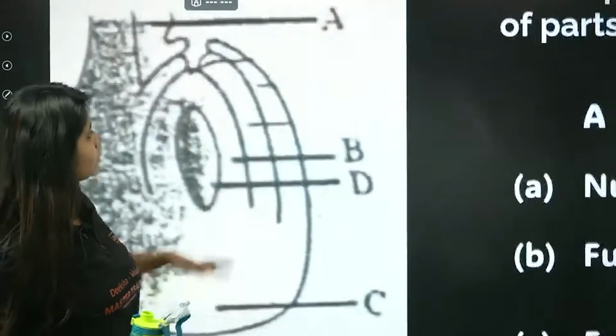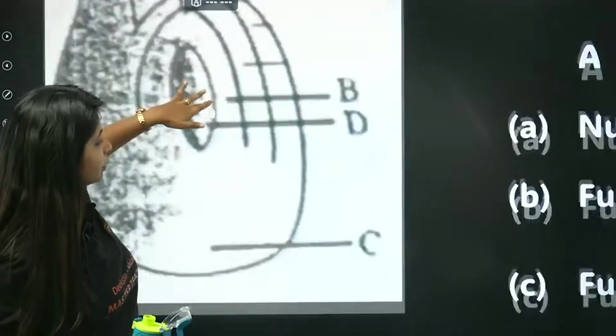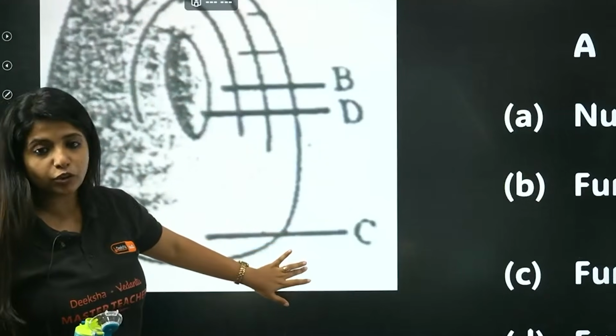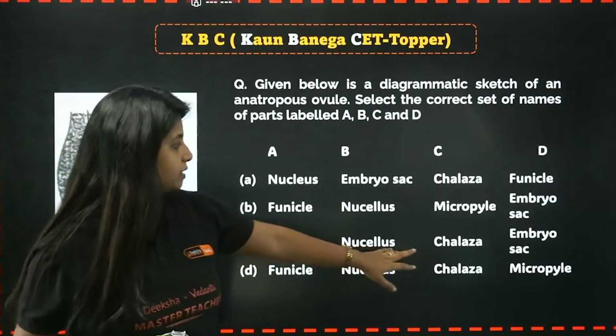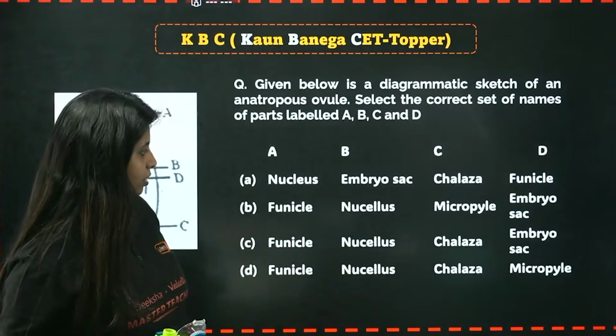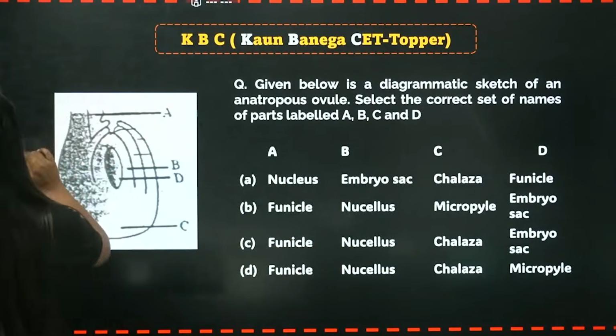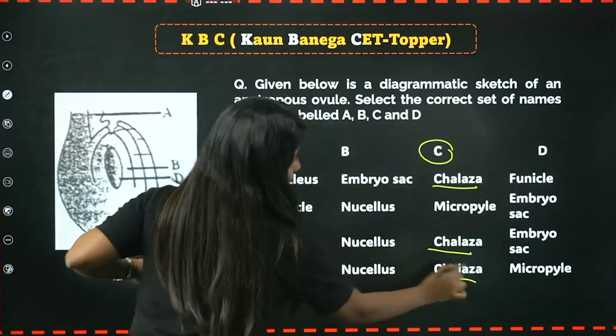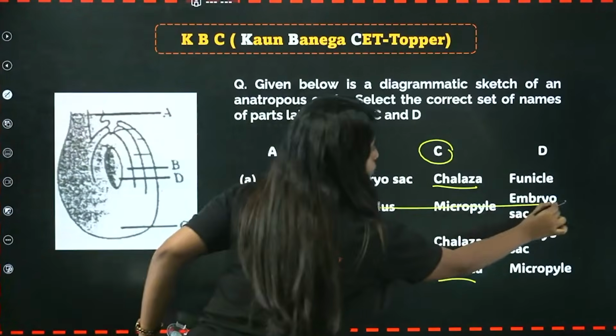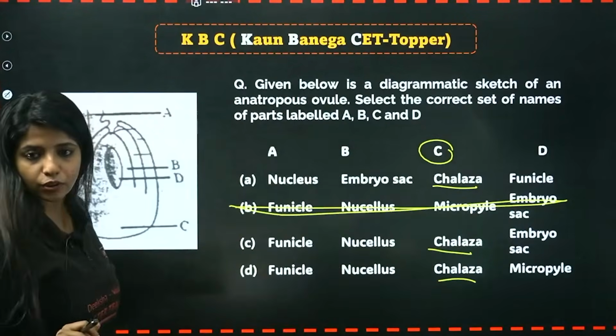But if you find it confusing, we'll go with option C. We all know this is the micropyle, the opening that we have, so C is definitely going to be the chalaza. C is chalaza. So over here, C is chalaza in the other options too, so I'll exclude this option. This is going to be the odd one out.